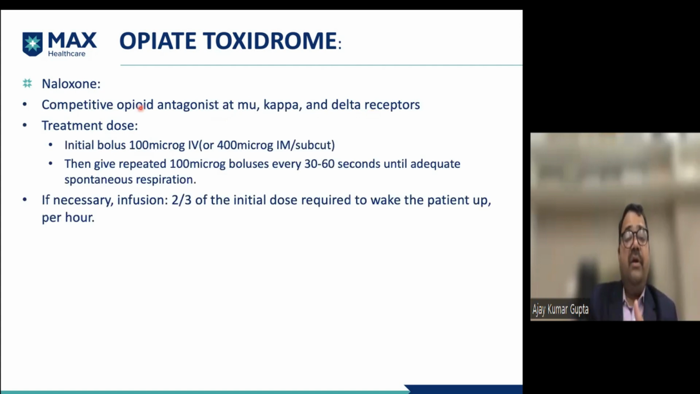Then if we talk about naloxone, naloxone is a competitive opioid antagonist at the mu, kappa, and the delta receptors. And the treatment we have already discussed. We start with a bolus of 100 micrograms or 400 micrograms, IM or subcutaneous, and then we give repeatedly 100 microgram boluses every 30 to 60 seconds until we get a spontaneous respiration, adequate spontaneous respiration. And if necessary, then we can start with the infusion, starting with the 2/3 of the initial dose to wake up the patient per hour.